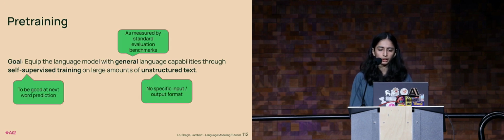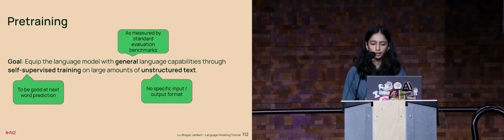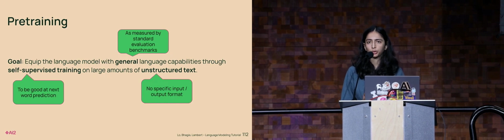Just elaborating on that a little bit. By general capabilities, we mean that we measure the performance on certain standard benchmarks. The model is only trained to be good at next word prediction. And then there's no specific input or output format.